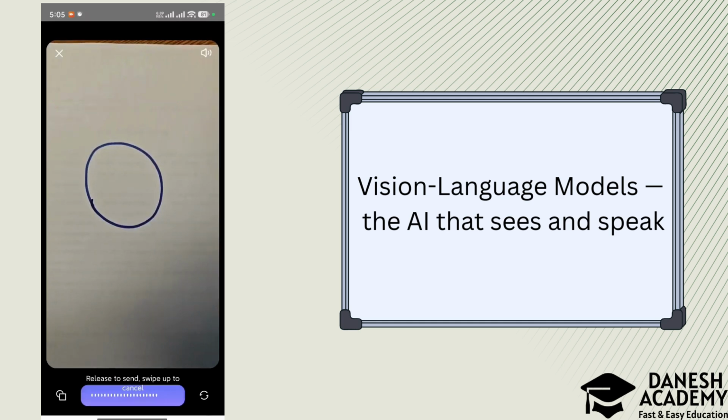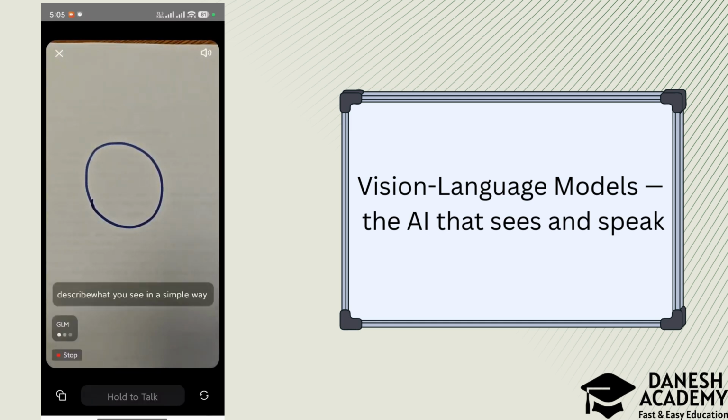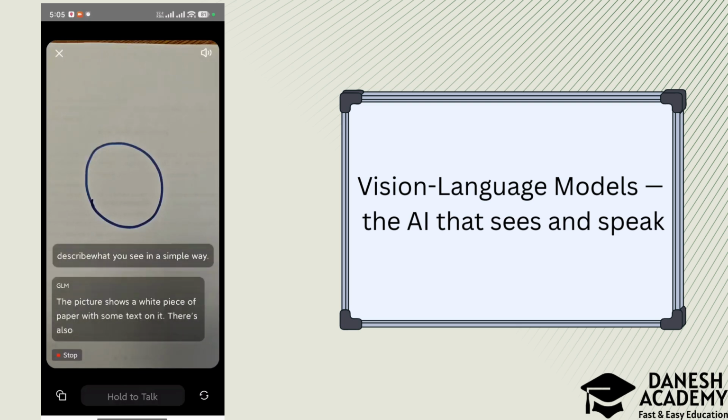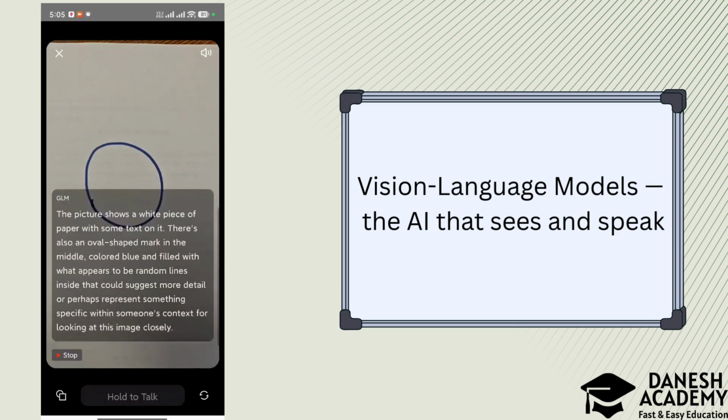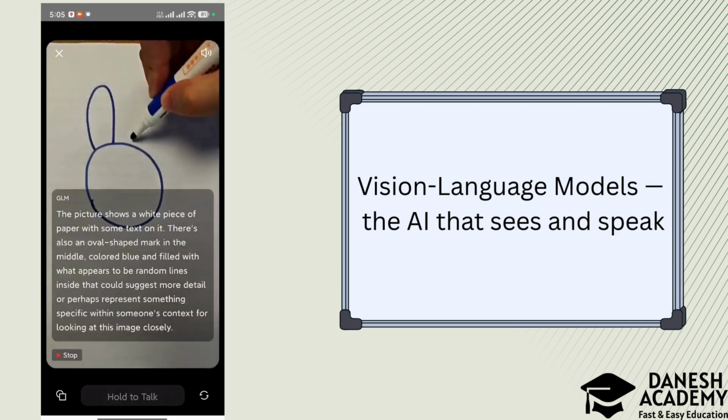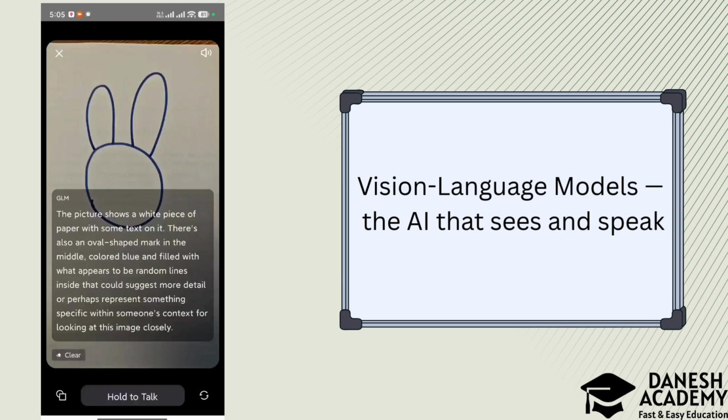Describe what you see in a simple way. The picture shows a white piece of paper with some text on it. There's also an oval-shaped mark in the middle, colored blue and filled.